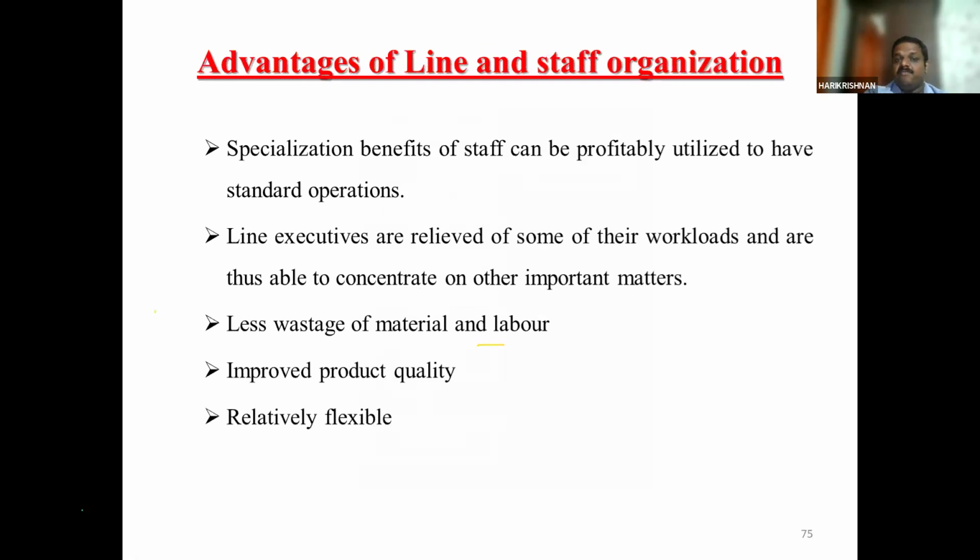Specialization benefits: the staff can be profitably utilized to have standard operations. Line executives are relieved from some of their workload and are thus able to concentrate on other important matters. There is less wastage of material and labor, improved product quality, and it is reasonably flexible. So by placing some extra specialized persons in between, what happens? Some of the work from the works manager or foreman or whoever it may be can be relieved, so they will be more responsible for the work given to them.